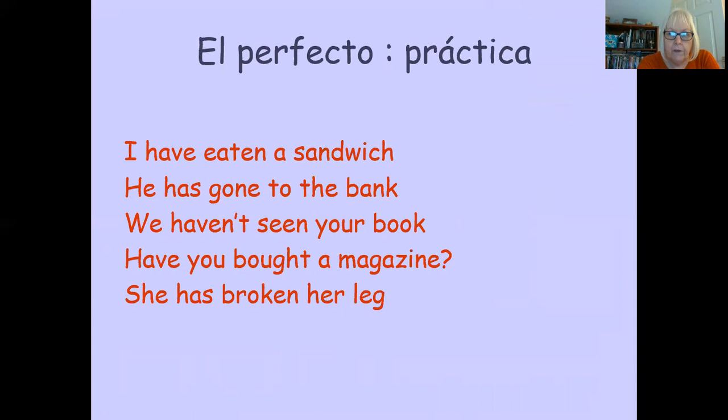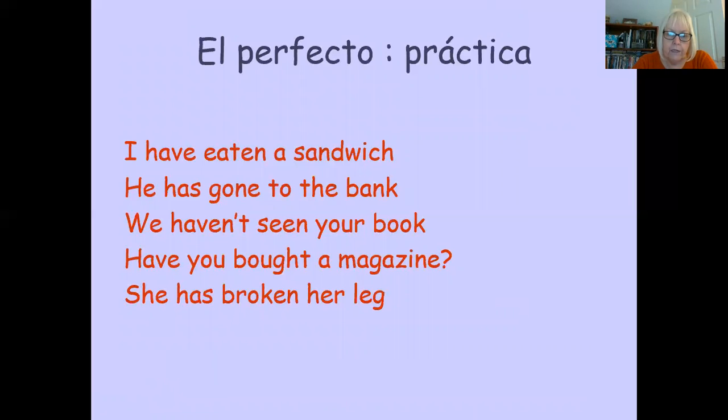So you need to look back at the verb table that you had a few slides back. Check the part of haber. So I have, he has, we haven't, and that sort of thing. And then look at the other vocab you need. So pause it here, have a look at writing these, and then move on when you're ready.